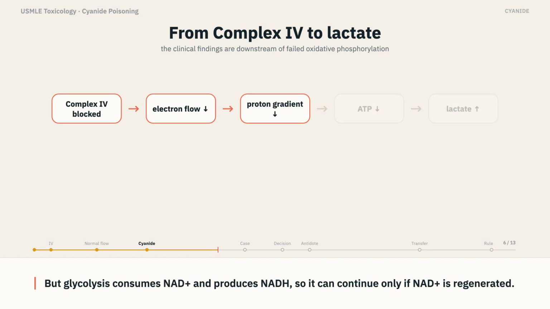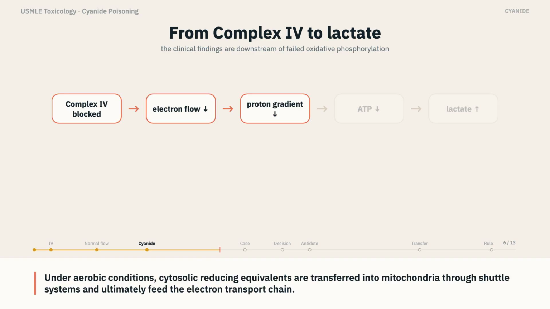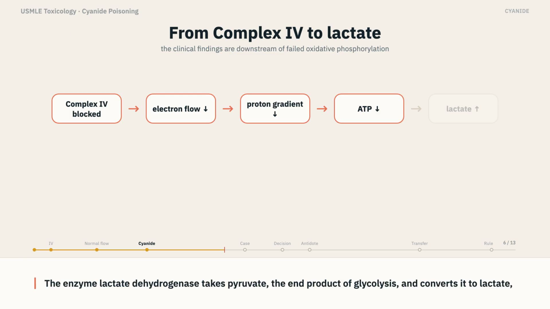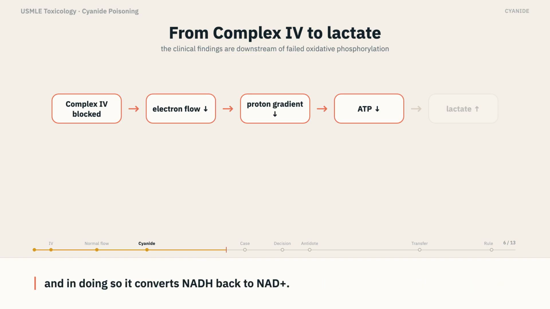But glycolysis consumes NAD+ and produces NADH, so it can continue only if NAD+ is regenerated. Under aerobic conditions, cytosolic reducing equivalents are transferred into mitochondria through shuttle systems and ultimately feed the electron transport chain. When the chain is blocked, that route cannot keep up, so the cell uses the fallback. The enzyme lactate dehydrogenase takes pyruvate, the end product of glycolysis, and converts it to lactate. And in doing so, it converts NADH back to NAD+.